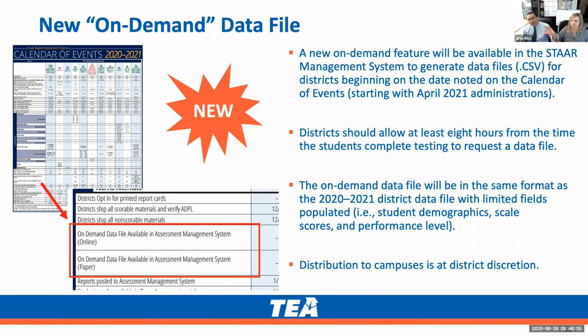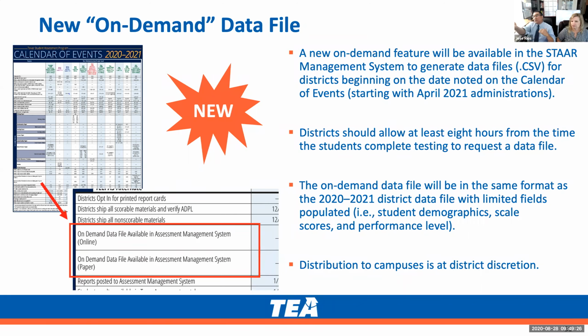Now, on your calendar of events, you're going to see 2 rows, right? On-demand data file for online results and on-demand data file for paper results. I want to be super clear that this is the same file. What we're putting here is the date by which the first available data will be ready for you to download. Does that make sense? Obviously, online is going to be faster because there's no time for shipping or scanning or processing those answer documents. That's why we needed to separate it.